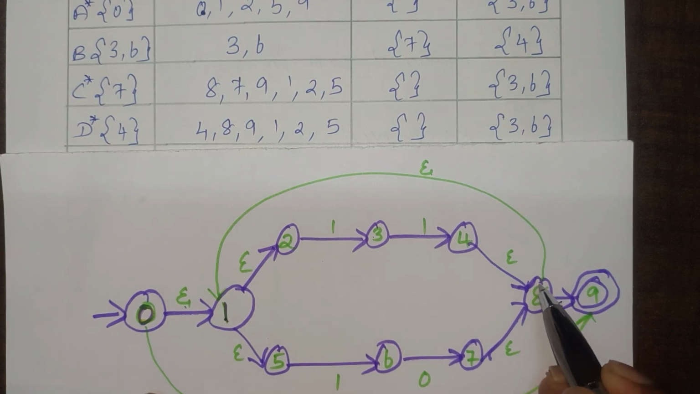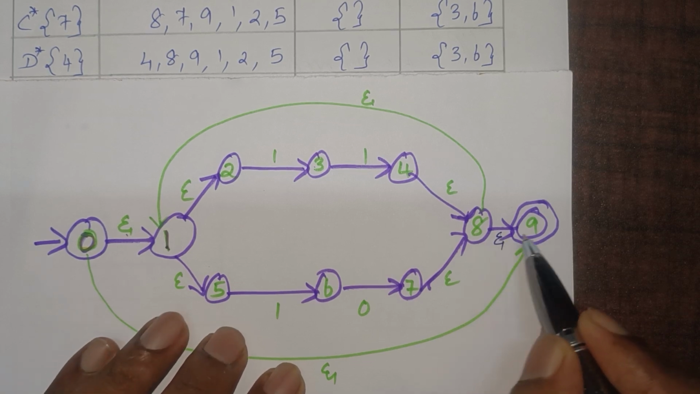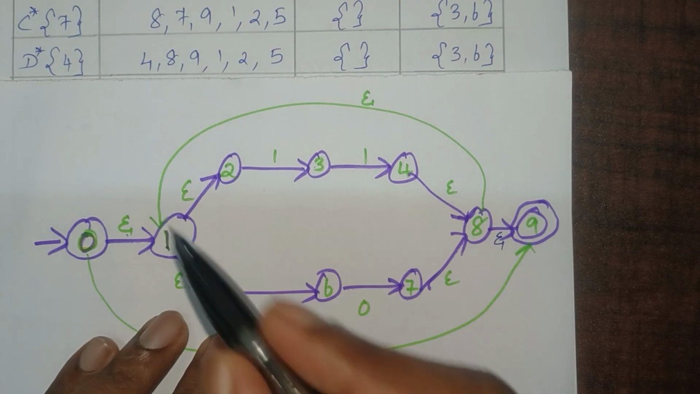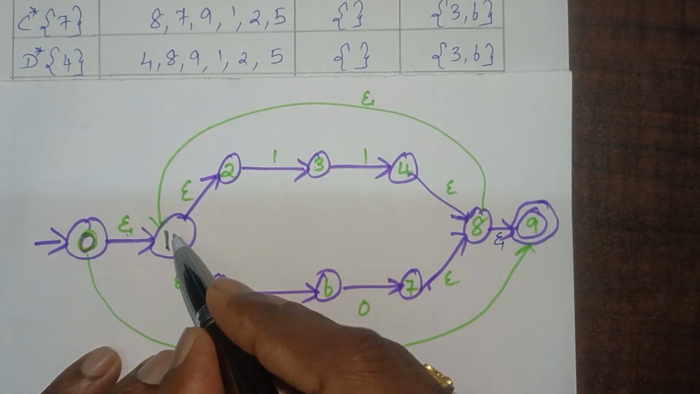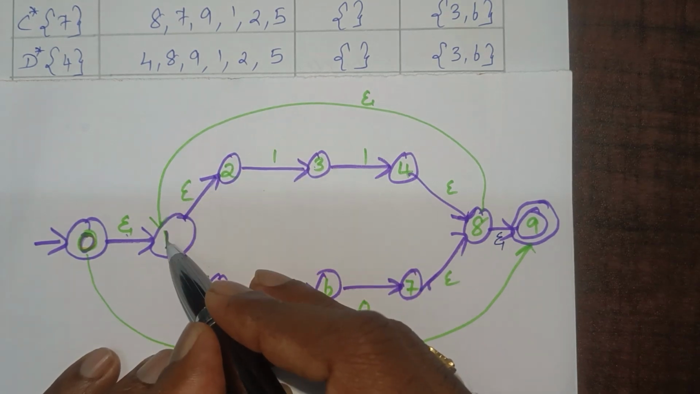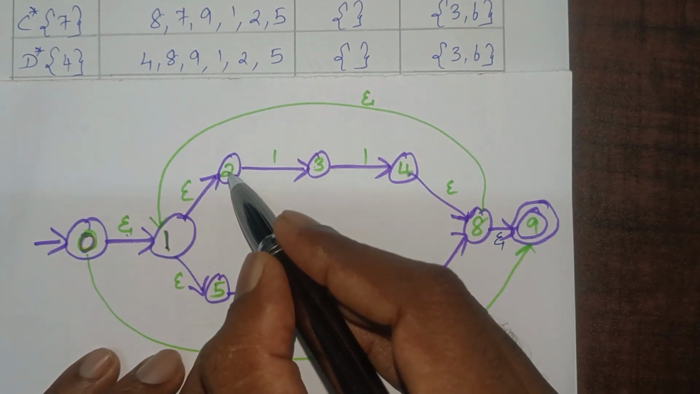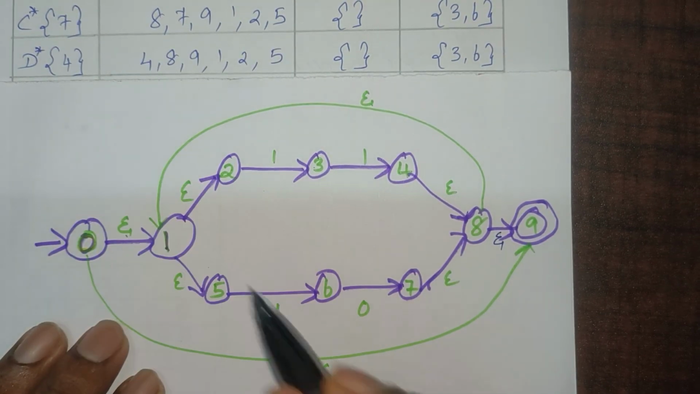So 8 is taking E closure to reach 9. You can see here 8 has taken E closure to reach 9, so mention 9 here. From 8 it is also taking E closure to reach 1. You can see that in this diagram. Again 1 is reaching 2, and 1 is reaching 5. So all the E closure has been done here.